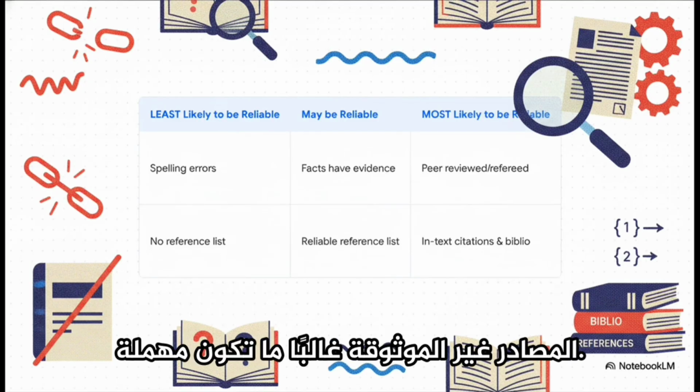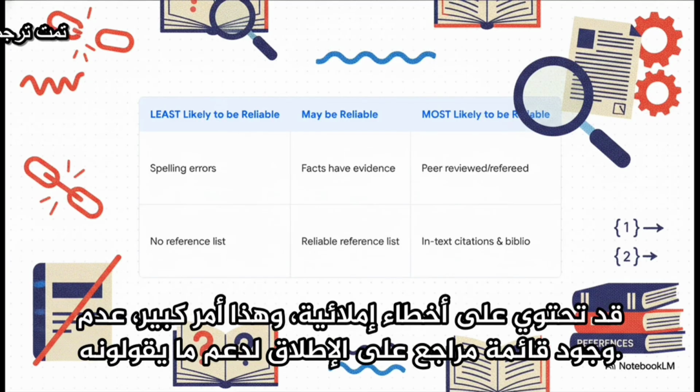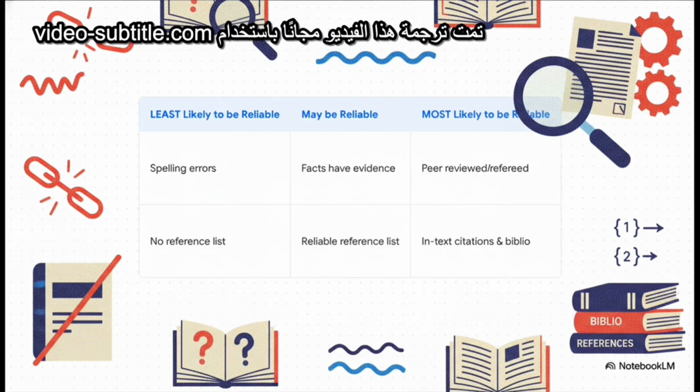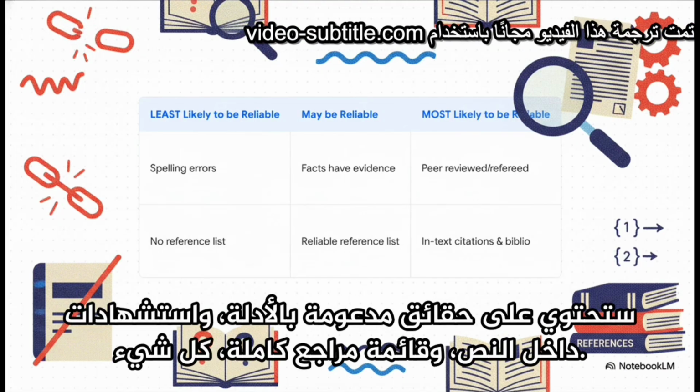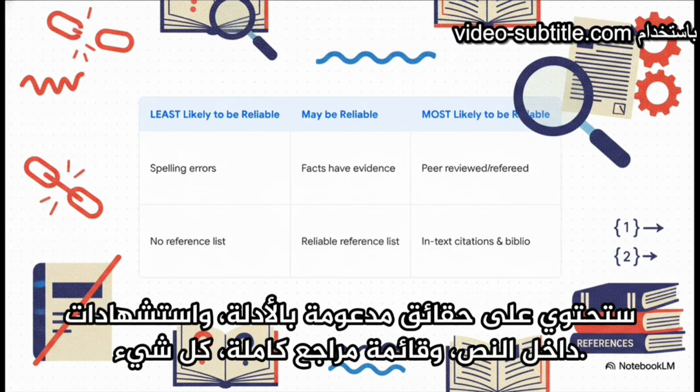Unreliable sources are often sloppy. They might have spelling errors or, and this is a big one, no reference list at all to back up what they're saying. But highly accurate sources, they'll have facts supported by evidence, in-text citations, a full bibliography, the whole deal.